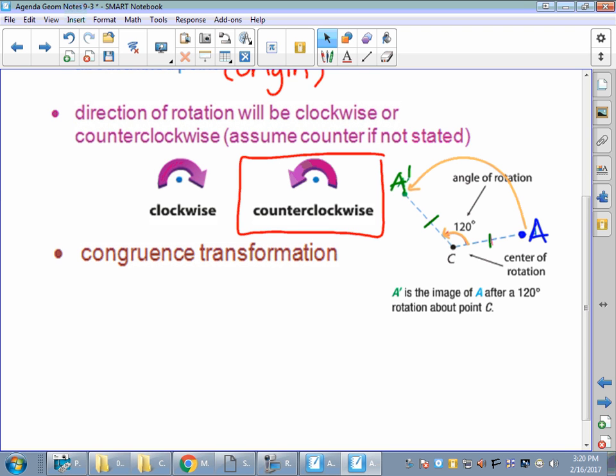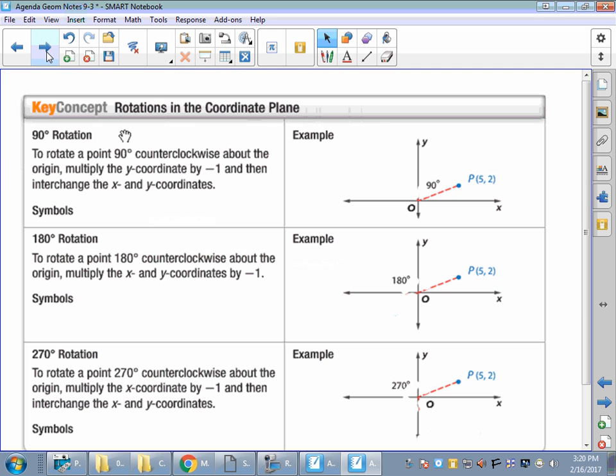This is also a congruence transformation, like I mentioned. So our point, our triangle, our whatever we've got is exactly the same size and shape. When we have an image compared to its pre-image, there's no change except for the position on the coordinate plane. So let's talk about our rules. We've got three rules. The first one is a 90-degree rotation. Remember, that is counterclockwise. We're always going to use the origin.